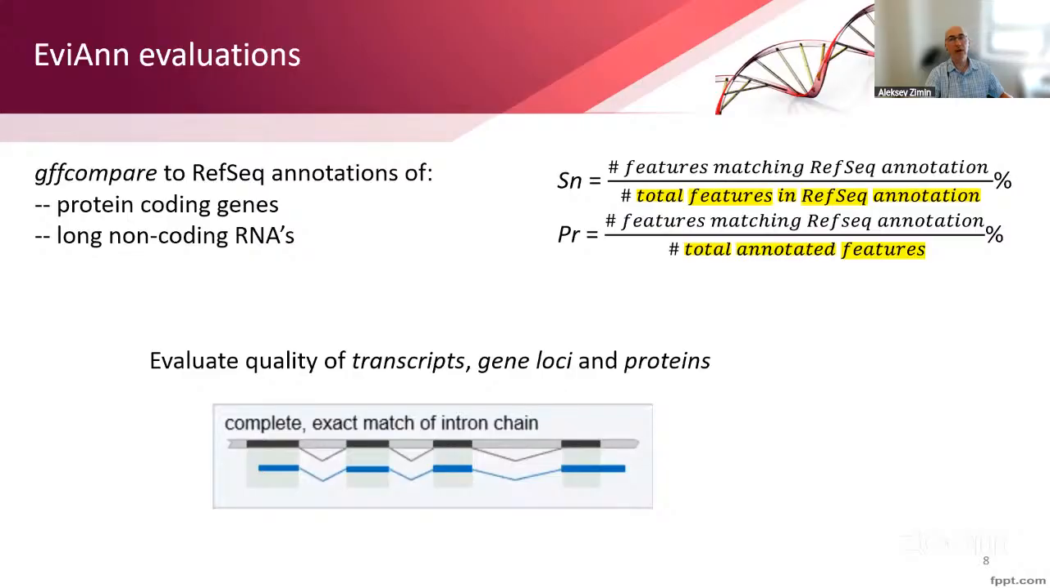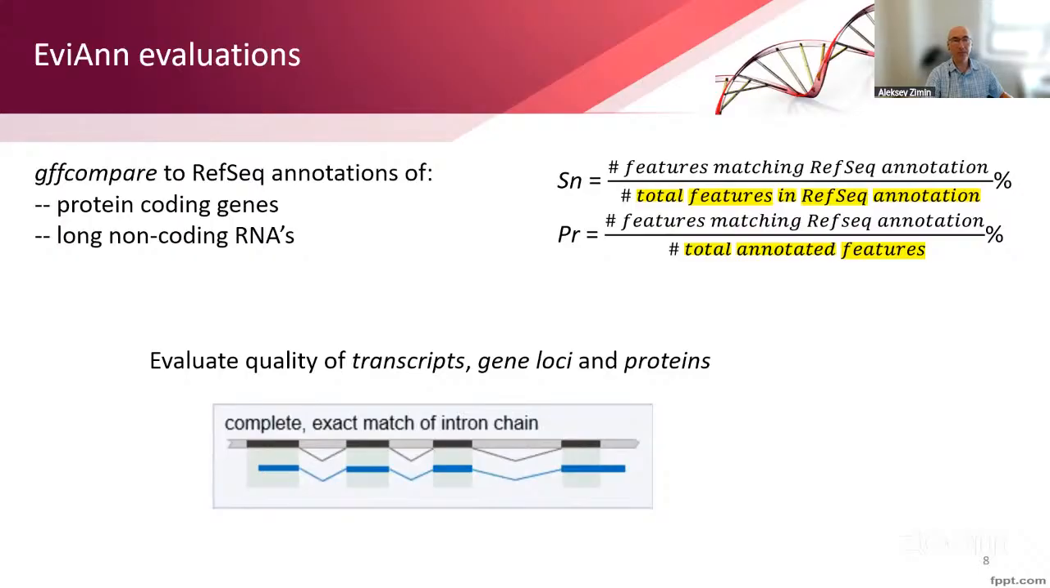So if you're being very aggressive and you annotate a lot of transcripts, then your precision will be low and sensitivity will be high, and vice versa. There's always a trade-off between sensitivity and precision. And in following slides, I'm going to evaluate quality of transcripts, gene loci, and proteins or coding sequences.